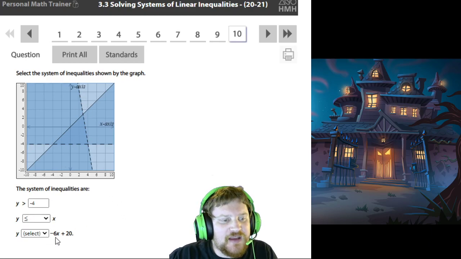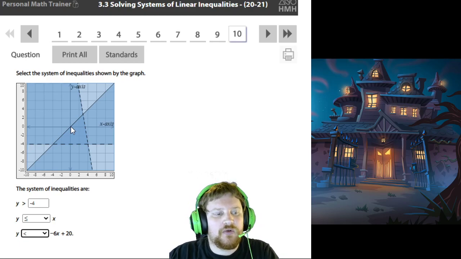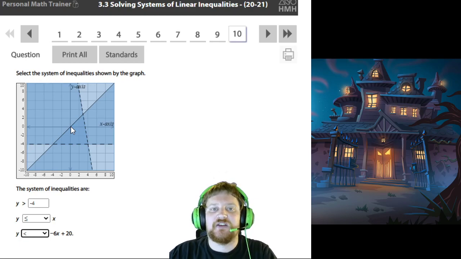Finally, -6x, that's this negatively sloped line here, and it looks like we are shading to the left of it. We are a dotted line and shading to the left, so that means dotted line means it's one of these two. Shaded to the left means we want less than. Remember, the easy way to check this is to plug in a test point. I'm going to plug in the point 0, 0. So if I plug in 0 for y, I get 0 is less than -6 times 0, which is 0, plus 20, which is 0 is less than 20. That gives me a true result.